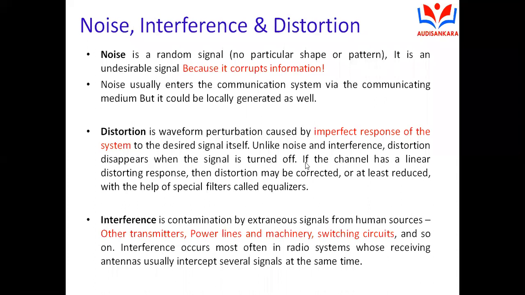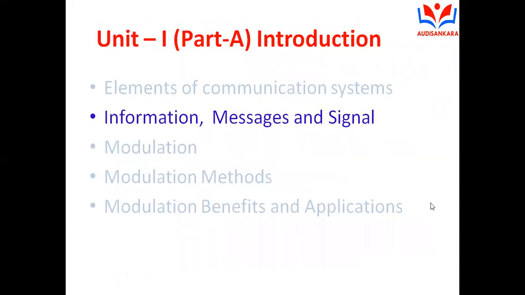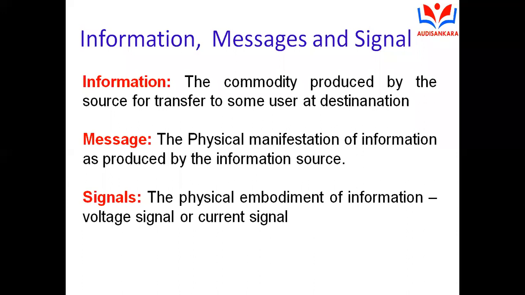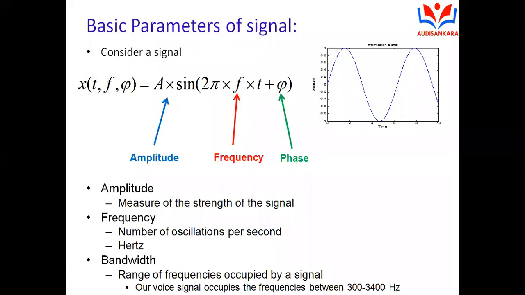Then interference. Interference is signal from human sources, other transmitters, power lines, machineries, and any other switching circuits. Such interference occurs most on radio systems whose receiving antennas usually intercept several signals at the same time, automatically. That is represented as the block diagram of the communication system.